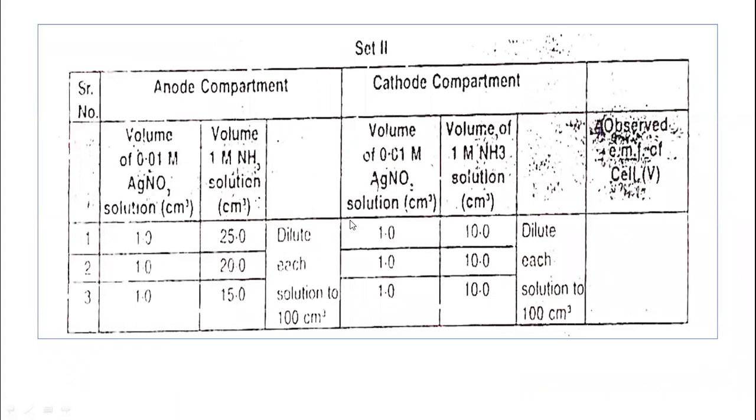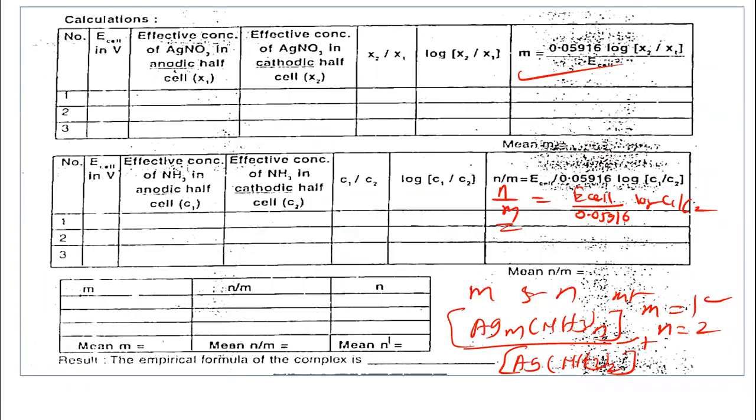So thus we know the effective concentration of the silver nitrate and the effective concentration of the ammonia. You can see this observation table here. By measuring the EMF of the cell and knowing the X1 and X2 values, we can calculate X2 upon X1, then log of X2 upon X1. So finally we can determine the M value here.